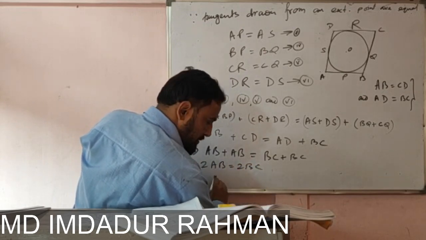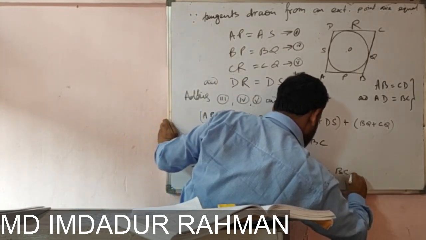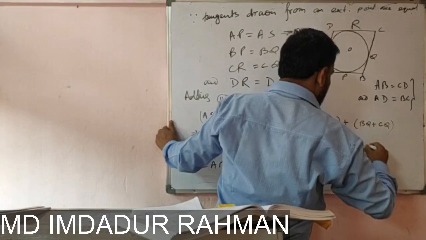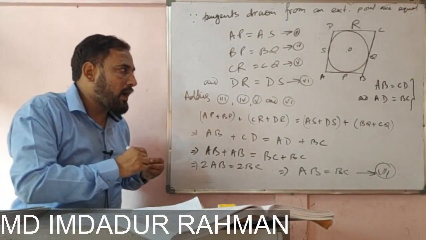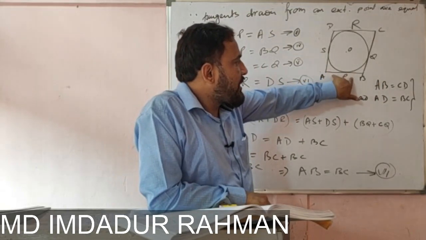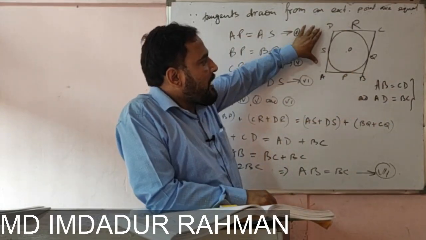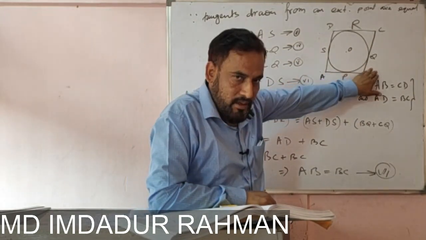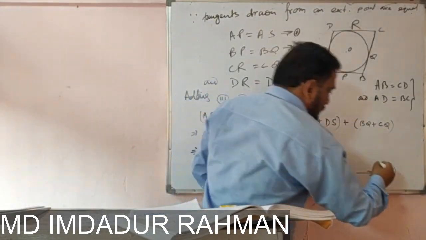Implies AB is equal to BC. This is equation number 7. So, in equation number 1, we got AB is equal to CD. You see clearly. Try to understand. AB is equal to CD. And in equation number 2, we got earlier AD is equal to BC. Now we are getting that AB is equal to BC. So what can we say from this equation number 1, 2 and 7? This is equation number 7.